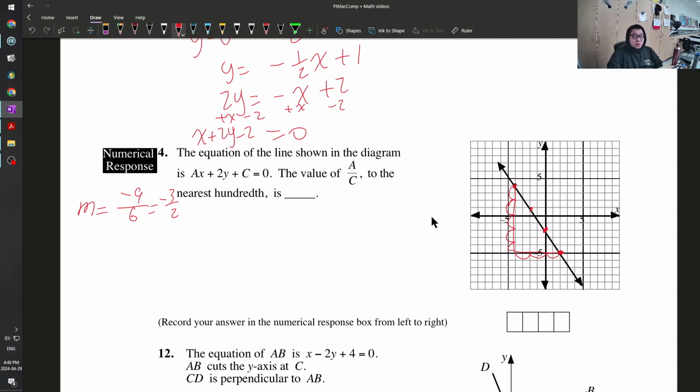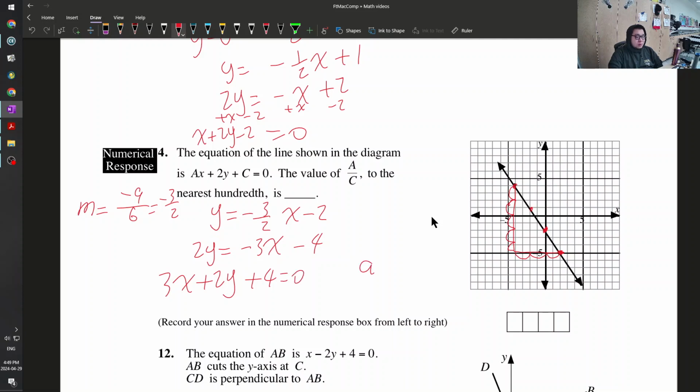We can use slope-intercept form. So y is equal to negative 3/2 x. What's my y-intercept? 2, so minus 2. Multiply everything by 2. We get 2y is equal to negative 3x minus 4. Move everything to one side by adding 3x and adding 4. We get 3x plus 2y plus 4 is equal to 0.